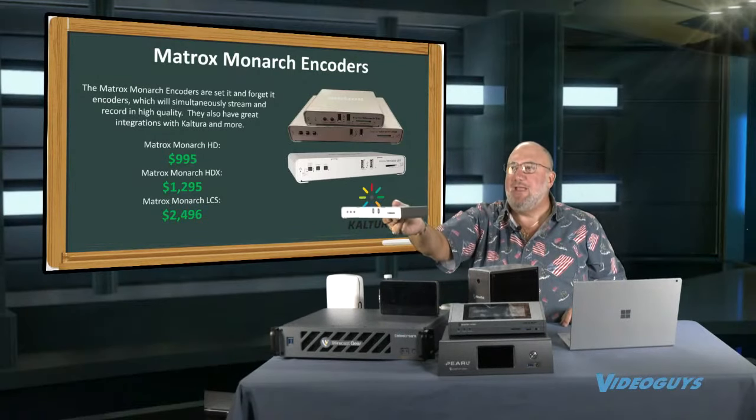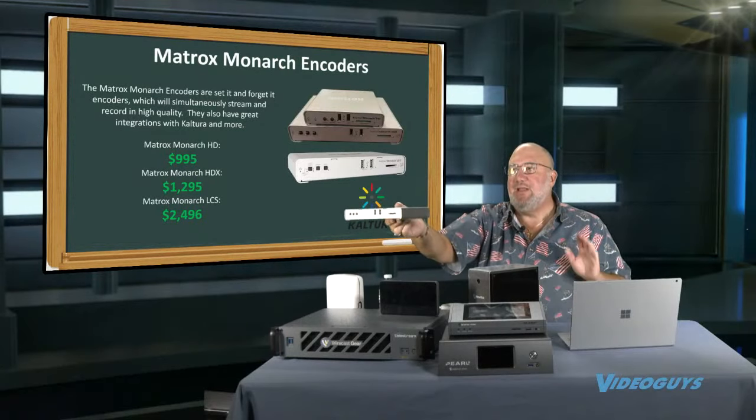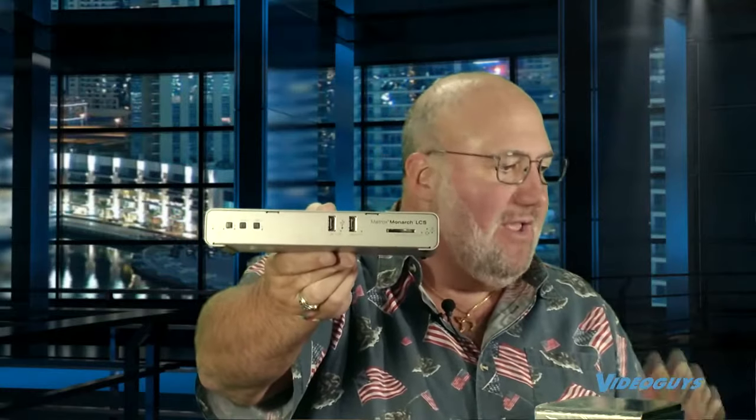What I really like about the Monarch products is they're really kind of set it and forget it, simple products. The base Monarch for $9.95 just does recording and playback over HDMI. The HDX adds SDI and HDMI for 2-channel recording, 2-channel playback. And then this is the LCS.